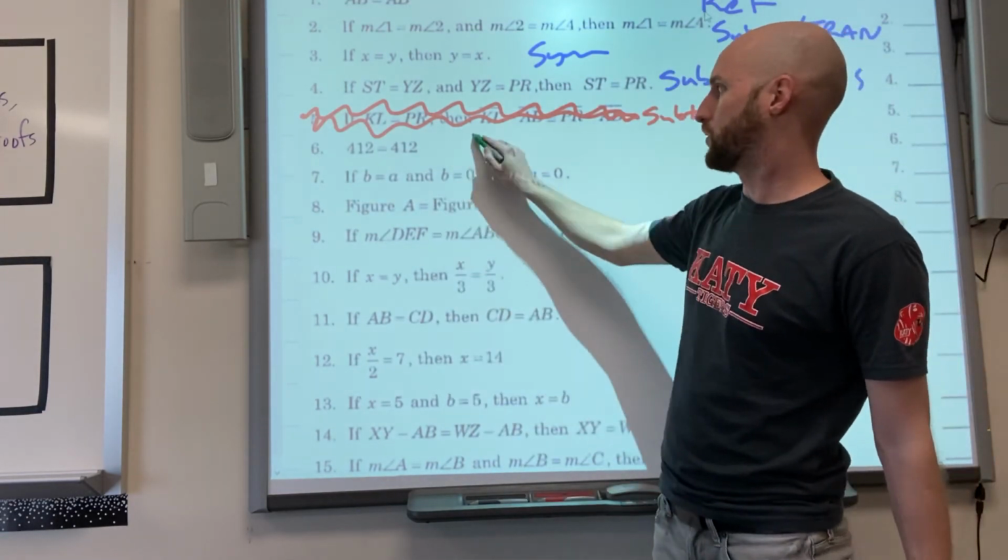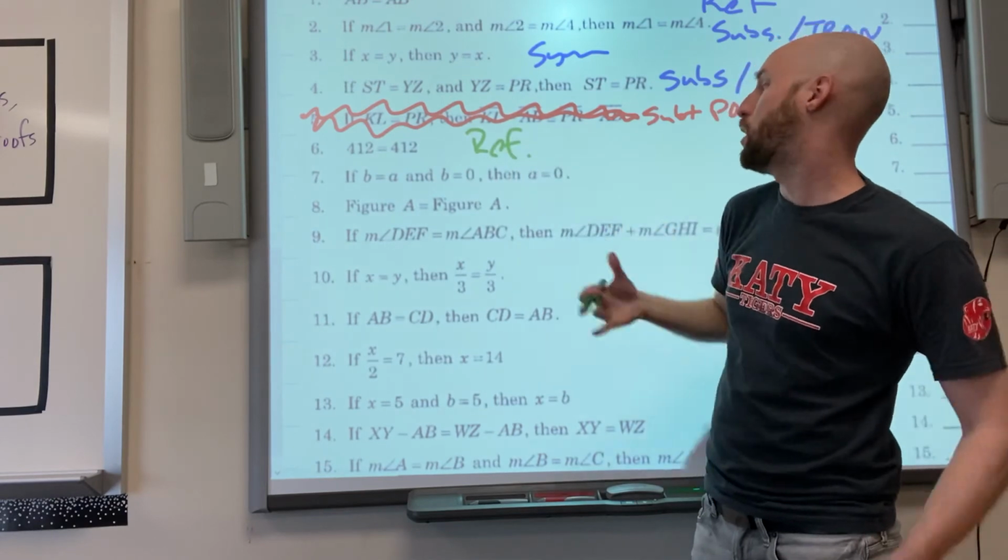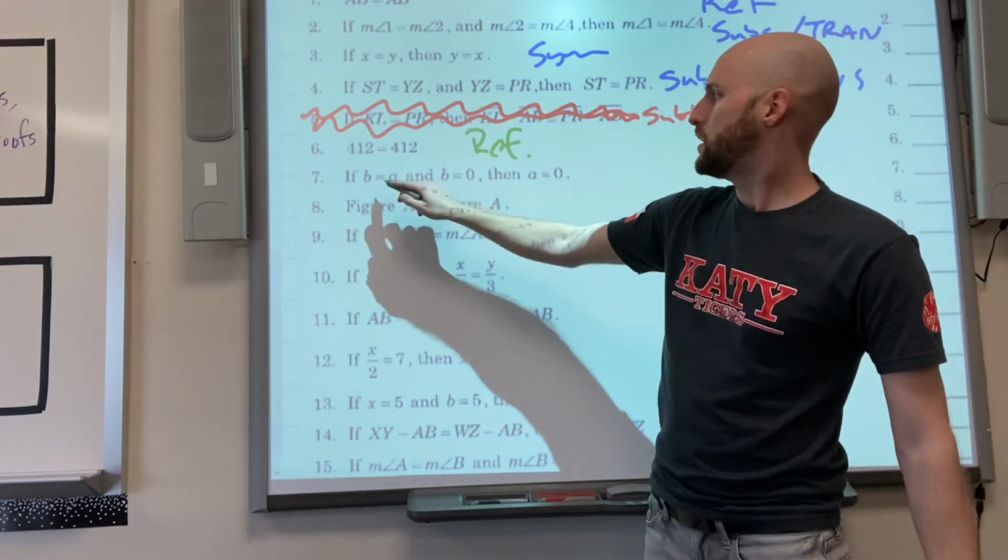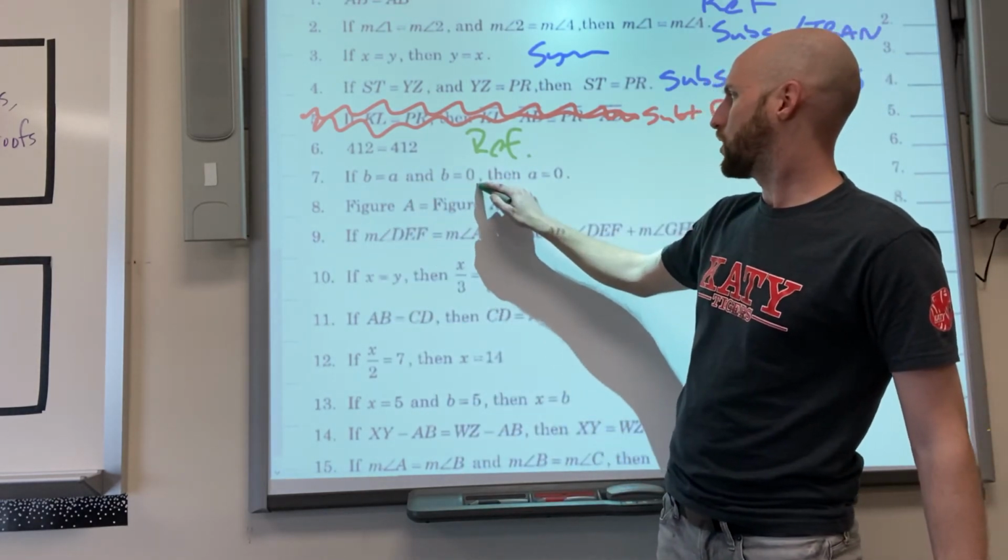Okay, 412 equals itself. That's reflexive. Why is that helpful? I don't know. That's the answer. B equals A and B equals 0, then A equals 0.